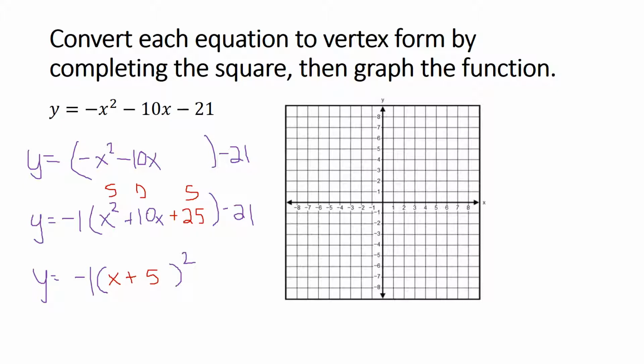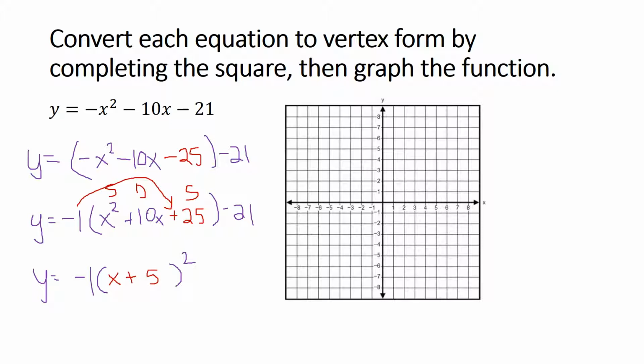However, we've got to work back up one more step and fill in the missing part above this too. Remember, this isn't just a positive 25. This is negative 1 times 25. And negative 1 times 25 is negative 25.